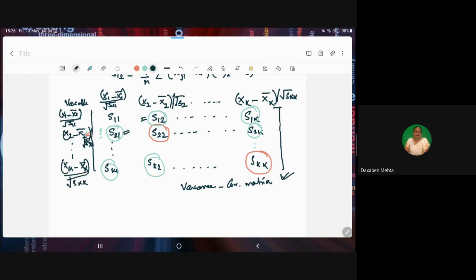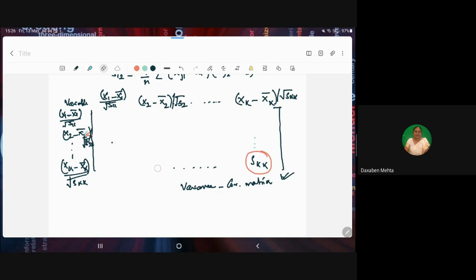If I measure this, then look, what do the elements become? What are the elements of this area? Which one will be this?